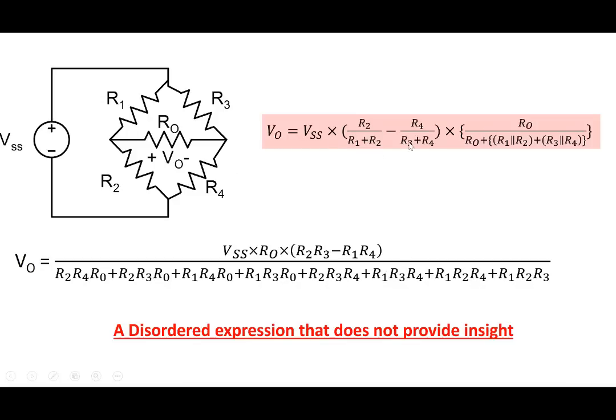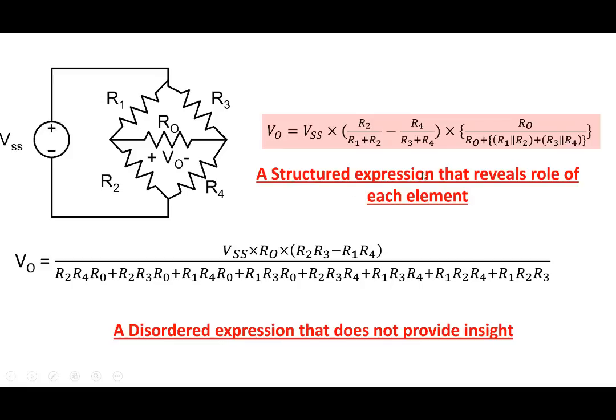On the other hand, this expression that you see here, we call it a structured expression. There's a structure in it. It's not a flattened expression where all terms in the denominator each have three resistors. Well, this has a structure in it. And that reveals the role of each element. It's more evident that, look, R1 is in parallel with R2, R3 is in parallel with R4. So it reveals the role, the importance of it. Okay, so we'll come back to that. So this is a structured expression that reveals the role of each element in a more explicit manner.